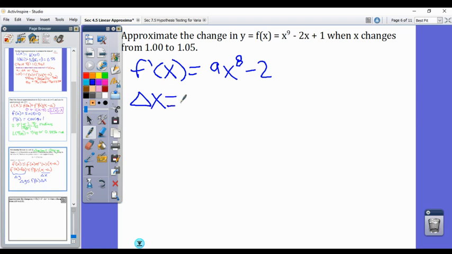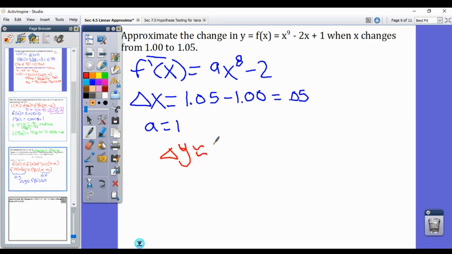So you're always going to use the second value and subtract the first value from it, because you need to make note if it's getting bigger or smaller. Okay, so my change in x is 0.05. All right, and in this case, my a is 1, because that's where my x started. I know that from here. So now I'm just going to substitute everything in. So my change in y is approximately equal to f prime a times my change in x.